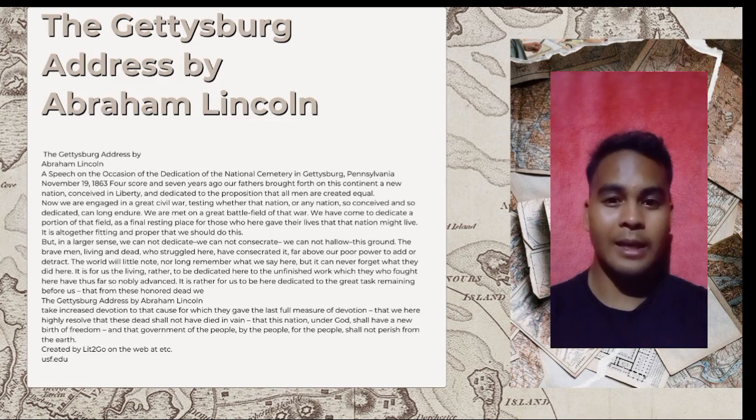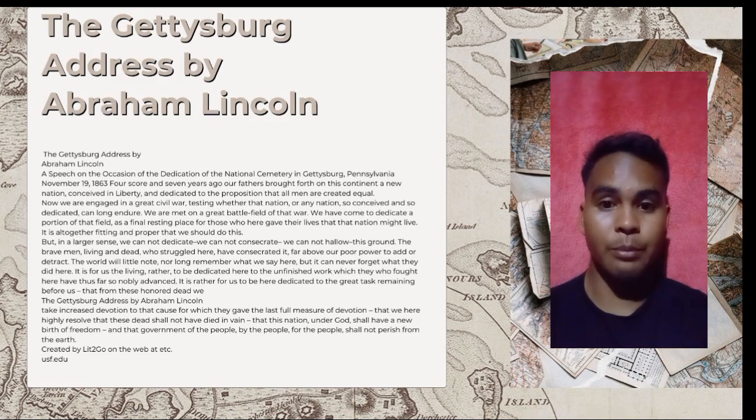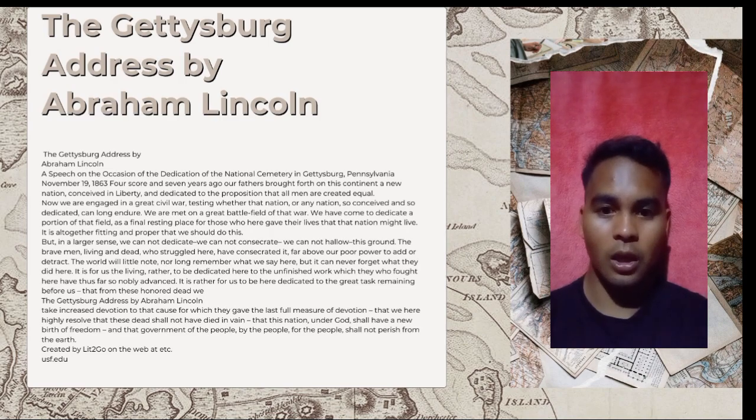So, the Gettysburg Address, delivered by President Abraham Lincoln on November 19, 1863 at the dedication of the Soldiers' National Cemetery in Gettysburg, Pennsylvania, is a concise yet profound speech that reflects on the significance of the American Civil War and the principles of democracy.